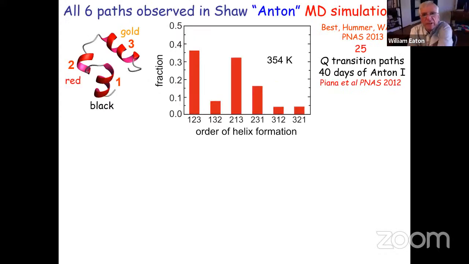It's actually not a trivial analysis. Robert Best analyzed the 25 transition paths that were observed in the Shaw simulations, which used 40 days of Anton 1 and were published in their 2012 paper. So what you see is, in fact, that all six transition paths are observed. If you want to call a helix a foldon, and it's the order of foldons, all six are observed. But the most frequently observed are, as we observed with the landscape analysis of our theoretical model, the first and second helices form before the others.